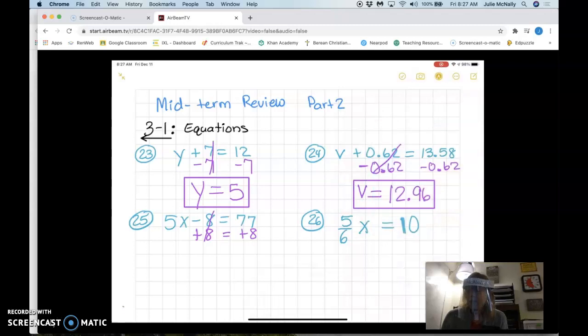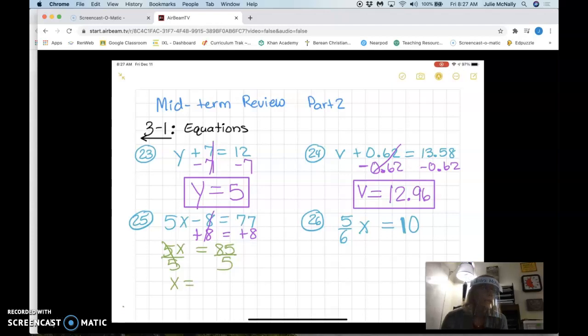So for number 25, we had already said we're going to add 8 to both sides. I'm going to bring down the 5x because I haven't used it. 77 plus 8 is 85. And then to get the x alone, what do I have to do? Divide by 5, both sides.